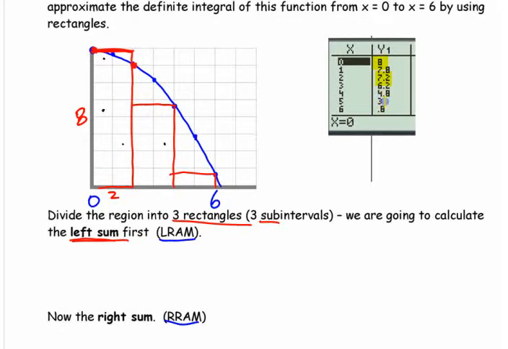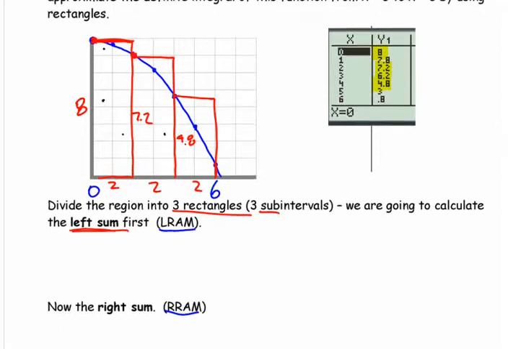I think I missed one here, didn't I? Yeah, these are wrong. These two are in the wrong place, aren't they? This one right here, and this one. So it's that, 4.8. Okay, so we got 8 times 2, 7.2 times 2, and 4.8 times 2.